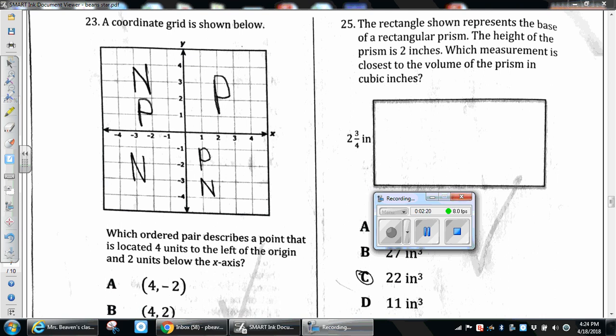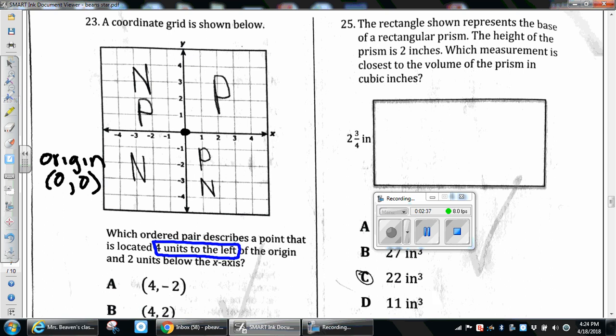So let's see. We know the origin is here, the intersection of the x and y-axis, and it has coordinates 0, 0. Origin. And this is very important to remember. We want a point that is going to be 4 to the left. So it's like we're moving this little point 4 units, 1, 2, 3, 4. And then it says we want to move it 2 units below the x-axis. So that means we're going to move it down, 1 and 2 below. And so the point from being here is now going to be here.